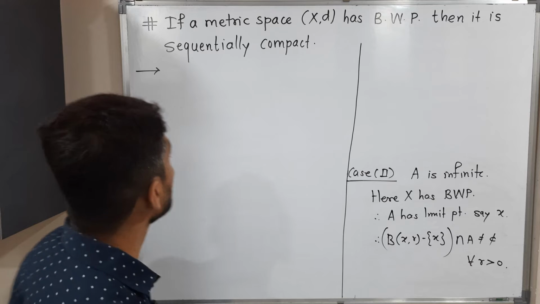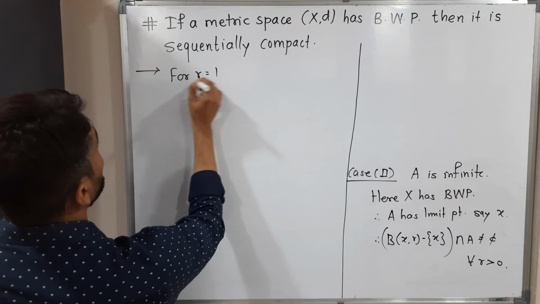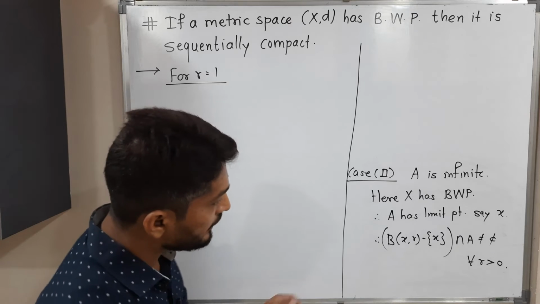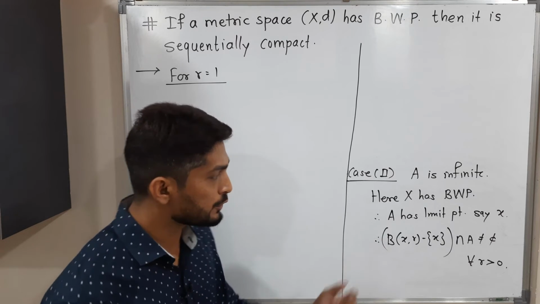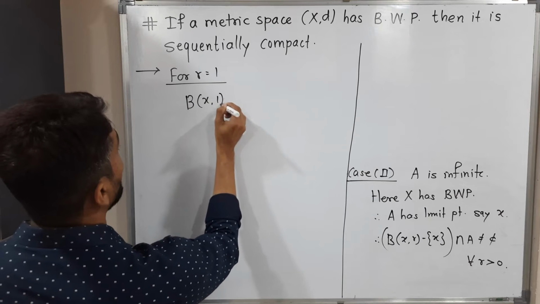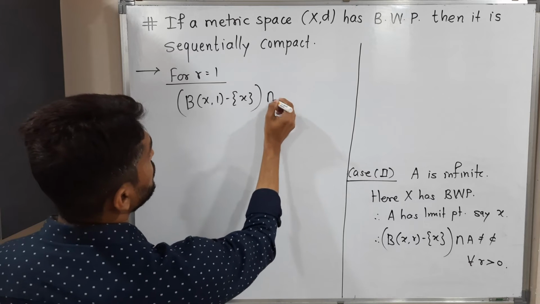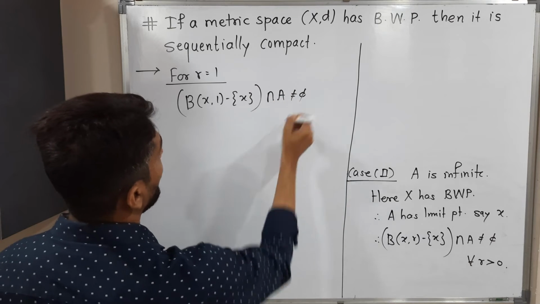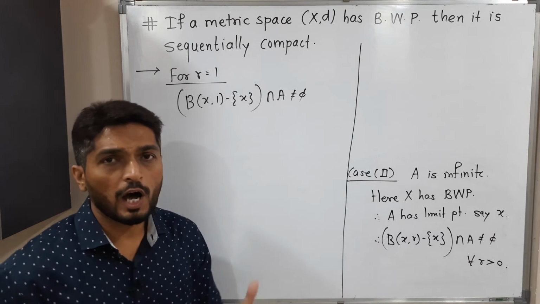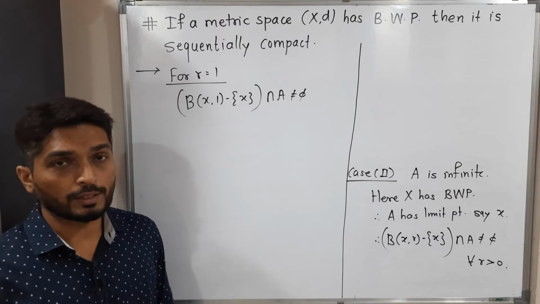Let us see what will happen. So for r equal to 1, tell me what can we write if I put r equal to 1. This will be true for r equal to 1 also. So B(x, 1) minus singleton x, intersection A, not equal to phi. Simply in place of r, I put 1, right? So I got this one.